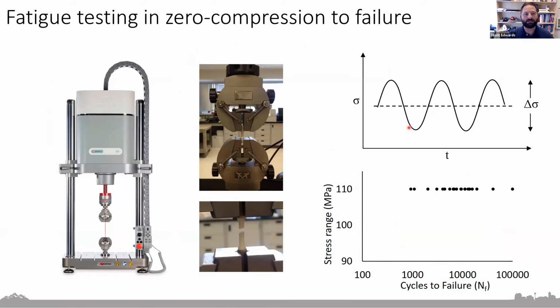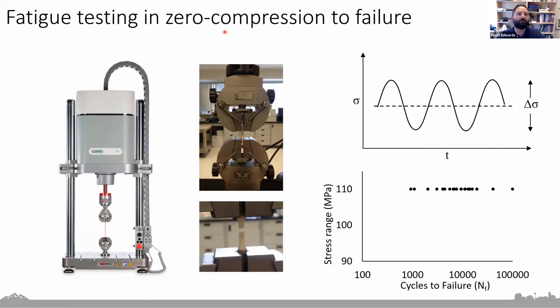So we take all this bone and we put it in a mechanical testing device, and we cyclically load it, usually in zero compression. What that means is we unload it, so there's zero load, and then we compress it to some given compressive load. In this case, it's 110 megapascals. And we do that over and over and over again until we get a fatigue fracture.